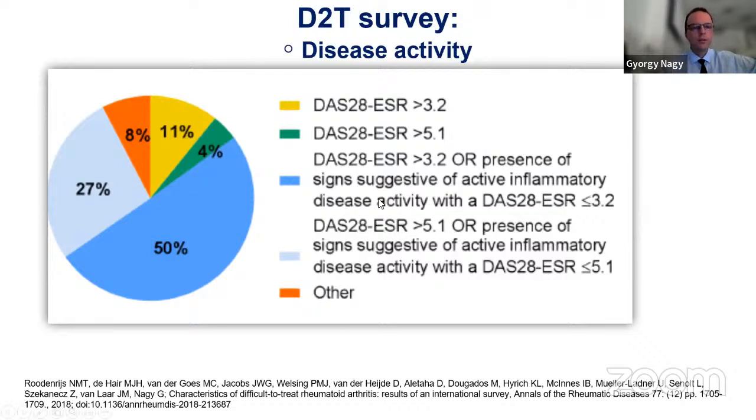So we had a lot of questions in this survey, and I just would like to highlight some of them. For example, we asked our colleagues what they think about the potential disease activity which is associated with difficult to treat disease, and here this blue option was the most selected one, which says that DAS28 higher than 3.2, or the presence of signs suggestive of active inflammatory disease if the DAS28 is lower than 3.2. Here I would like to refer to Chris's previous question. If there is joint activity in joints other than those included in DAS28, that may also represent a significant problem, obviously, in rheumatoid arthritis.